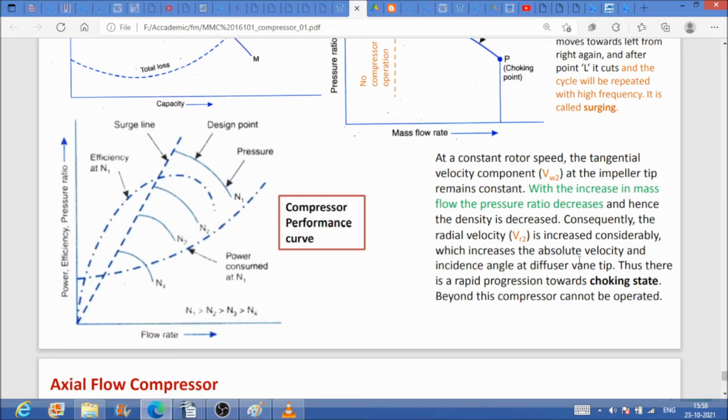There is a rapid progress. Then whenever there is a flow rate, by the equation m dot is equal to rho A v, where velocity increases, then the mass flow rate also increases. That particular phenomenon is called the choking state. So whenever the mass flow rate is beyond the operating condition, then the fluid will not escape. There is some choking type of thing.